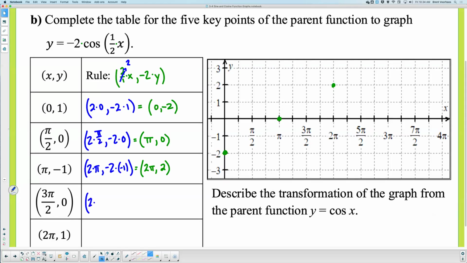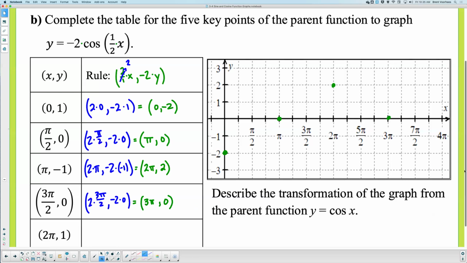Here, I take 2, and it multiplies times 3 pi over 2. And then I take negative 2, and it multiplies times 0. What is 2 times 3 pi over 2? Just 3 pi. The 2 that's multiplying, the 2 that's dividing cancel each other out. And what's negative 2 times 0? 0. So at 3 pi, we're at 0.